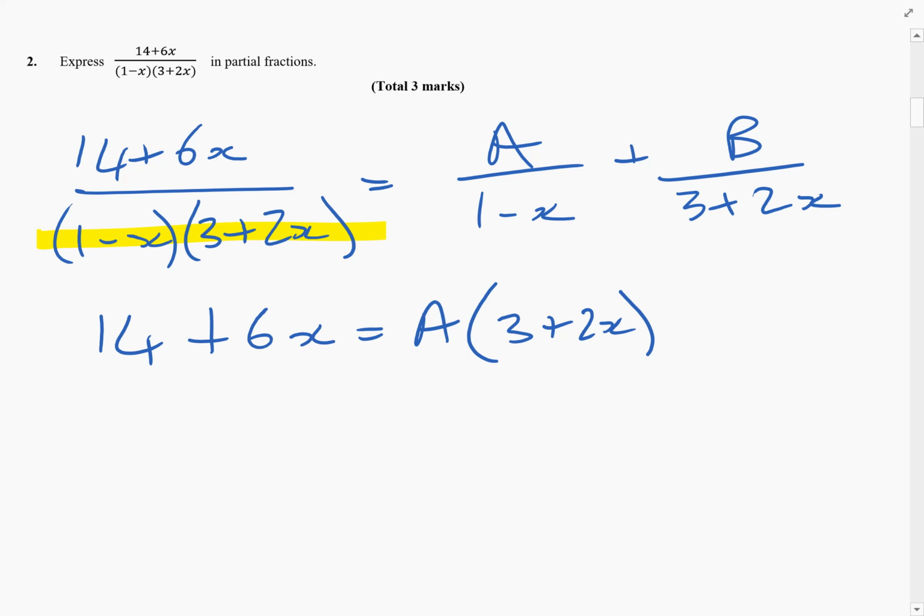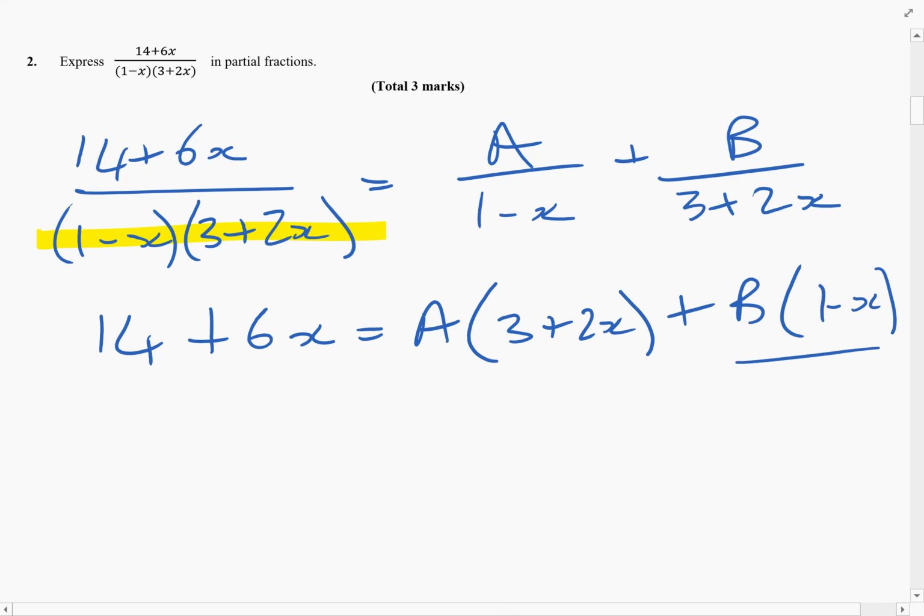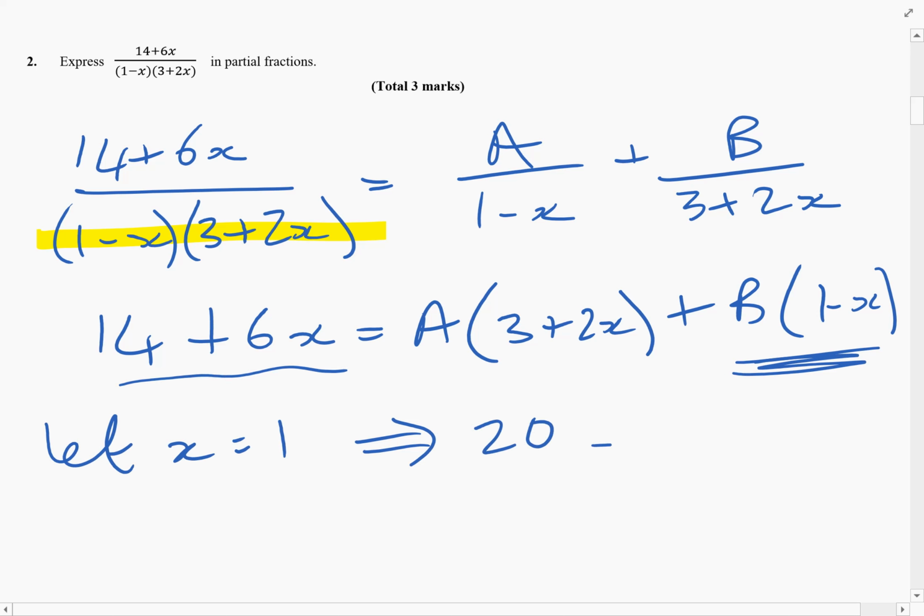And then when we multiply b by everything highlighted, the 3 plus 2x's will cancel. So we'll just have b multiplied by 1 minus x. And now we want to get rid of one of these brackets. So let's get rid of this bracket by making x equal 1. If we let x equal 1, we'll end up with nothing over here. So the left-hand side, if x equals 1, will be 20, and the right-hand side will have 2 times 1 plus 3, so that will give us 5a, and so a is going to equal 4.